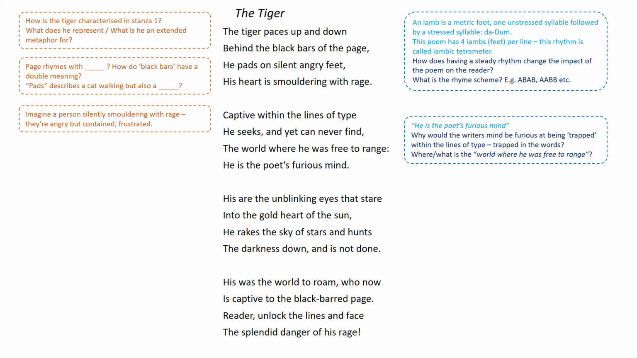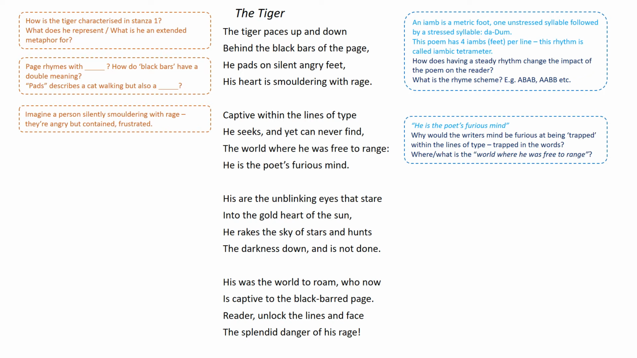Okay, second stanza. Captive within the lines of type. Type meaning writing here. He seeks and yet can never find the world where he was free to range. He is the poet's furious mind. Okay, so the tiger is the poet's furious mind, presumably in this poem as well as others.